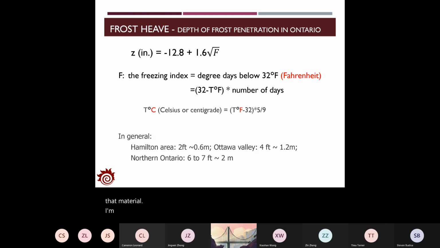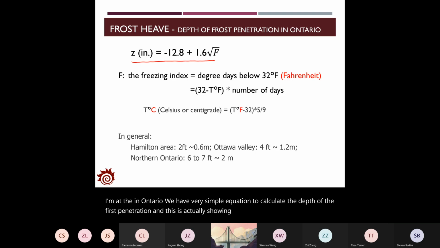In Ontario, we have a very simple equation to calculate the depth of the frost penetration. In this equation, the depth equals minus 12.8 plus 1.46 times the square root of F, and F is the freezing index. It is defined as the degree days below 32 degrees Fahrenheit, which means the degrees below 0 degrees Celsius, the freezing temperature.